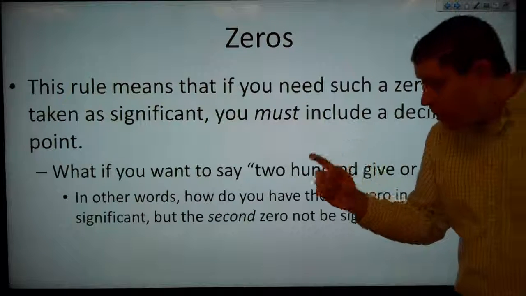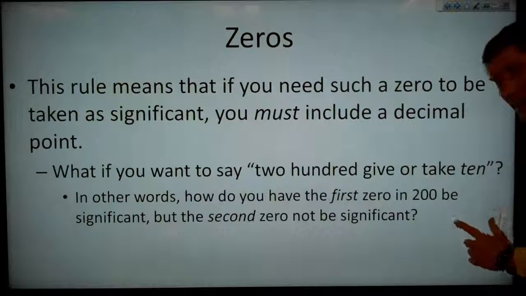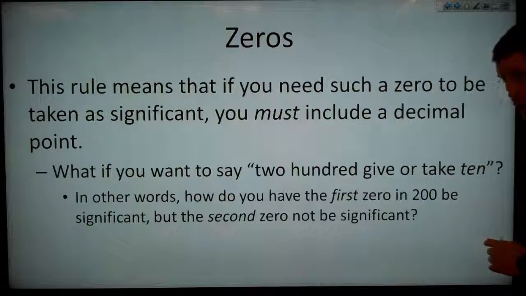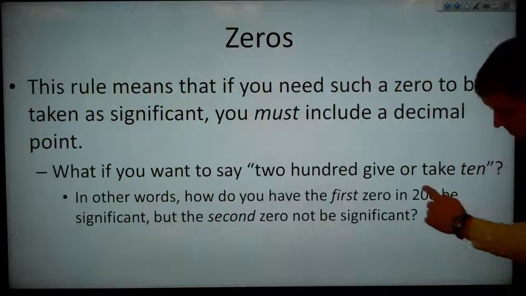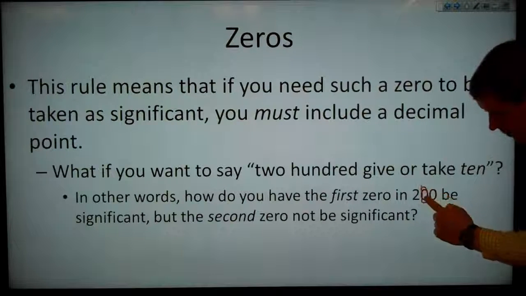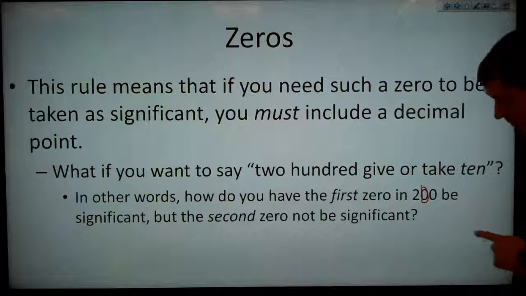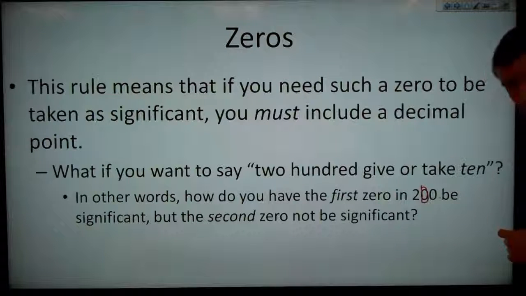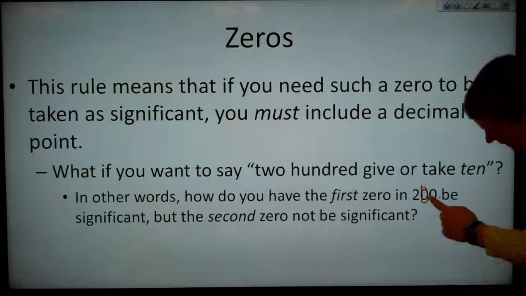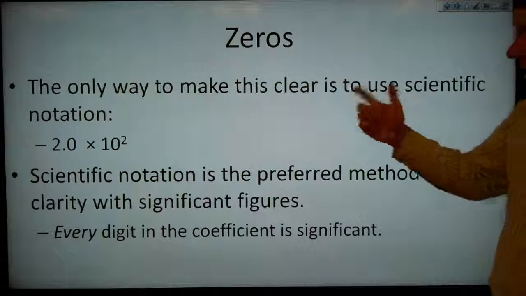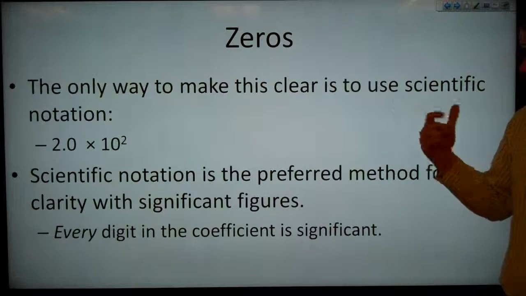So, what if you want to say 200, give or take 10? In other words, how do you have the first 0 in 200 be significant, but that second 0 not be significant? How do you write it in that case? Because you can't put a decimal point after there and have 200 decimal, because that will mean that both of them count. And we can't put the decimal after the first 0 because now you're changing the number from 200 to 20. The only way to make this clear is to use scientific notation.